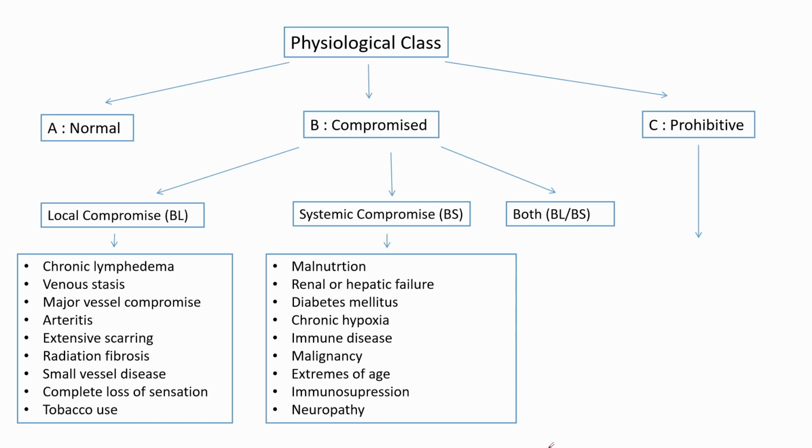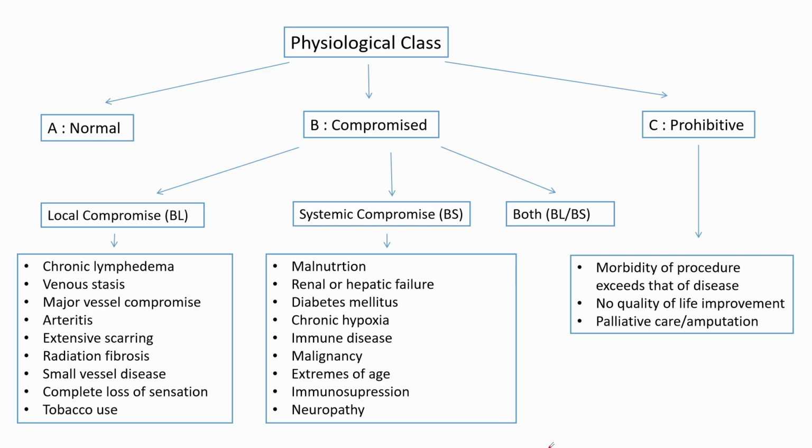Coming to the prohibitive host. A prohibitive host is a host in which the morbidity of the procedure exceeds that of the disease. So, treatment is worse than the disease, and there is no quality of life improvement after the treatment. So, these patients are candidates for palliative care and amputation.